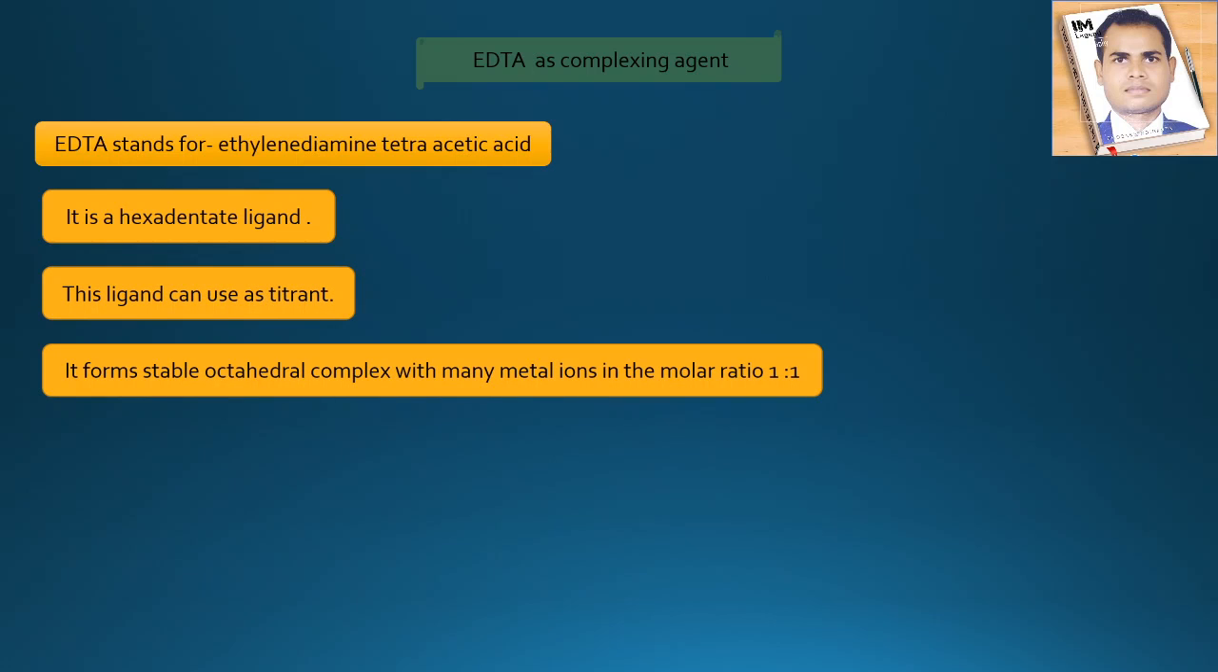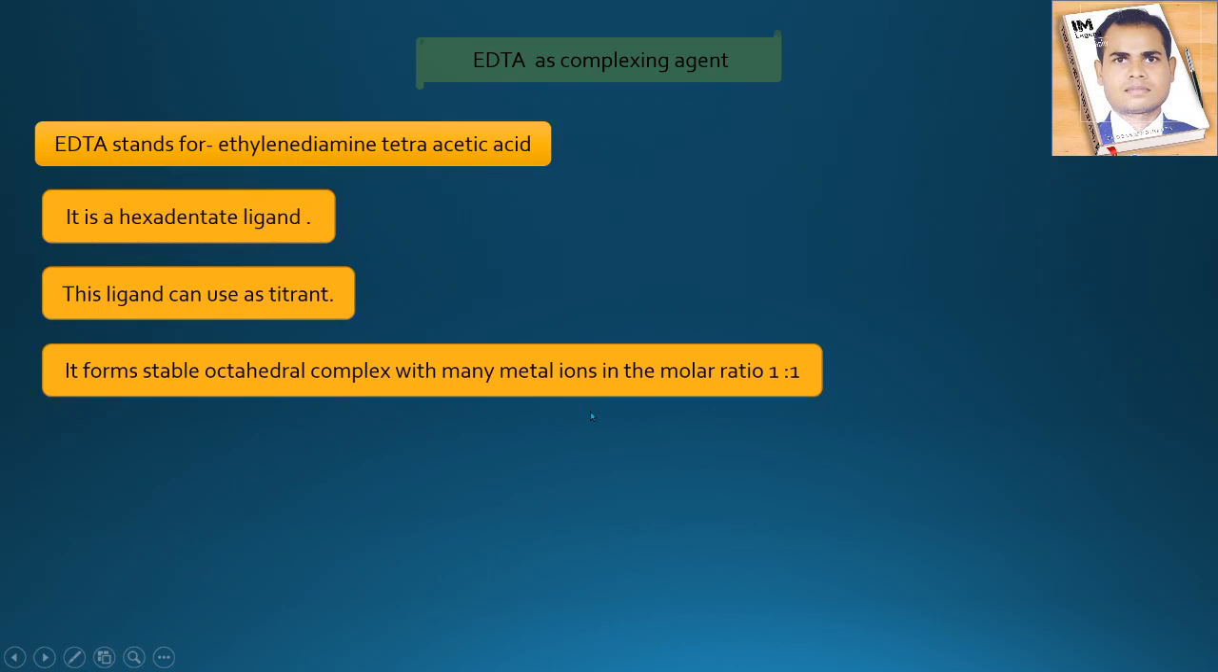In the titration, we have a number of terms. So as titrant we can use EDTA. It forms a stable octahedral complex with many metal ions in the molar ratio of 1:1. So EDTA will form the complex, and the shape of this complex is octahedral.